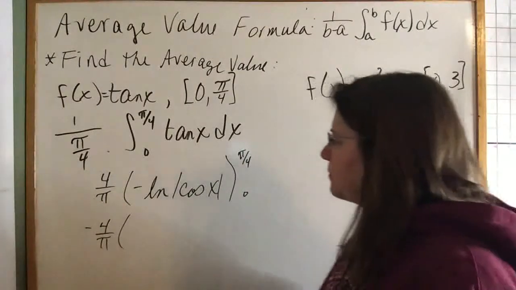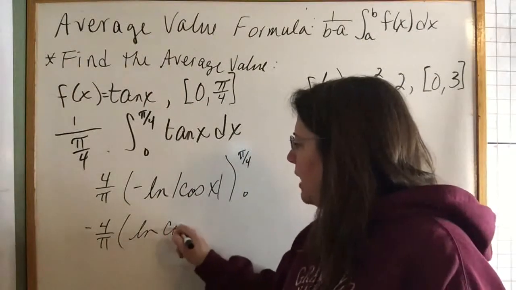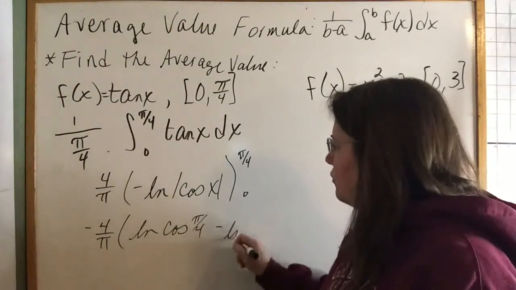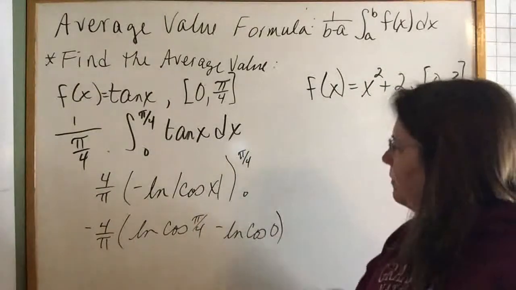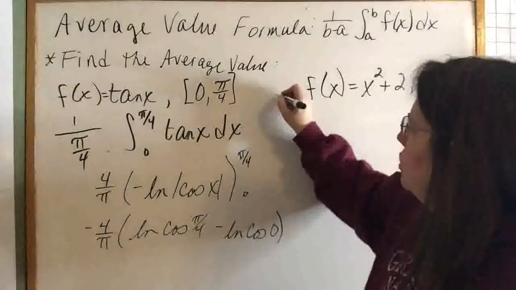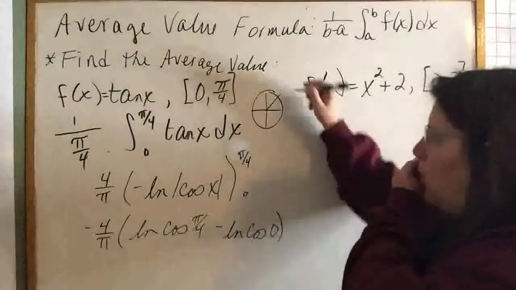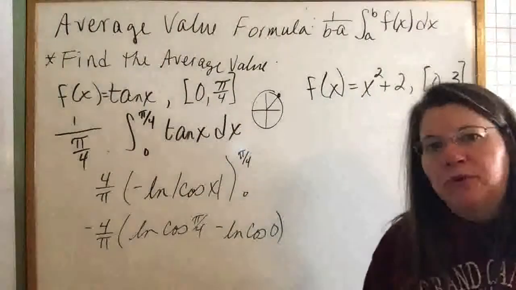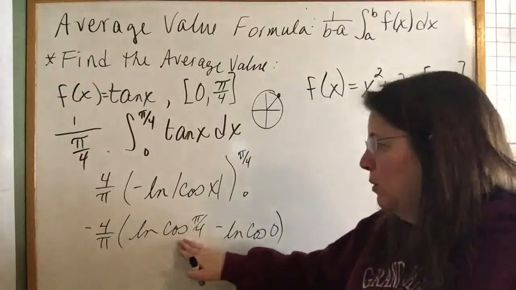So if I plug pi over 4 in, I've got natural log cosine of pi over 4 minus natural log cosine of 0. I'm going to draw a little unit circle, and I'm talking about pi over 4, which is 45 degrees. We know that at 45 degrees, our x and y coordinates are both square root of 2 over 2. So if I'm talking about cosine at pi over 4, that would be square root of 2 over 2.